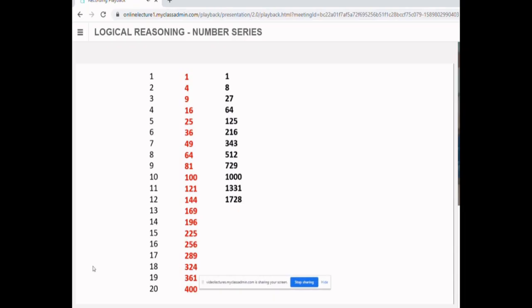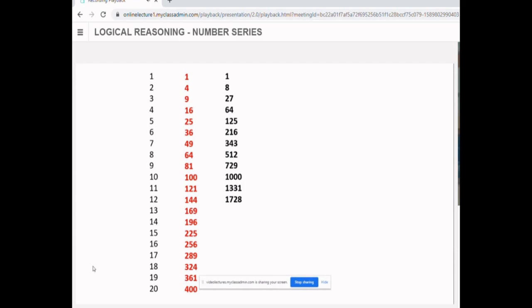For example, 125, 216, 343, question mark, 729. So you should know they are cubes. Then only you will be able to find the missing number in the series. This is one thing. The numbers 1 to 20, easy.